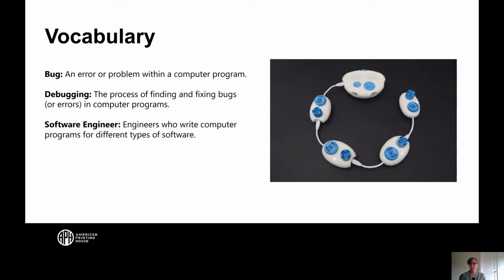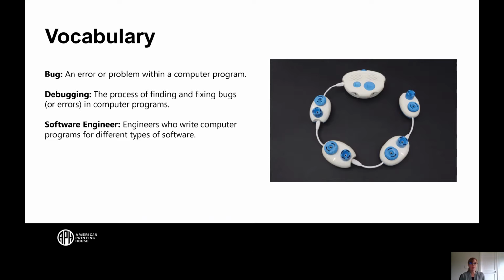Okay, so let's dive into our vocabulary. So this lesson is about debugging. Well, what does that mean? So our first vocabulary word is a bug. We all know what a bug is. It's a creepy crawler critter walking around on the ground or flying in the air. In computer science, it actually means something different. A bug is an error or problem within a computer program.